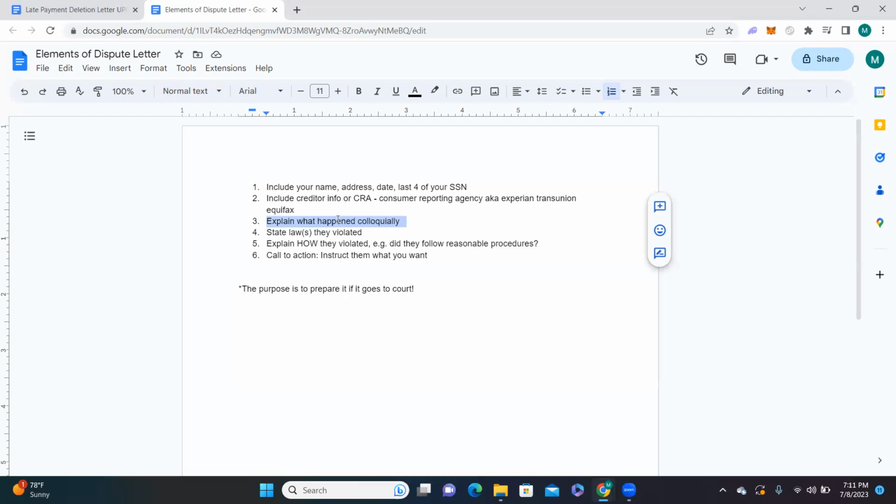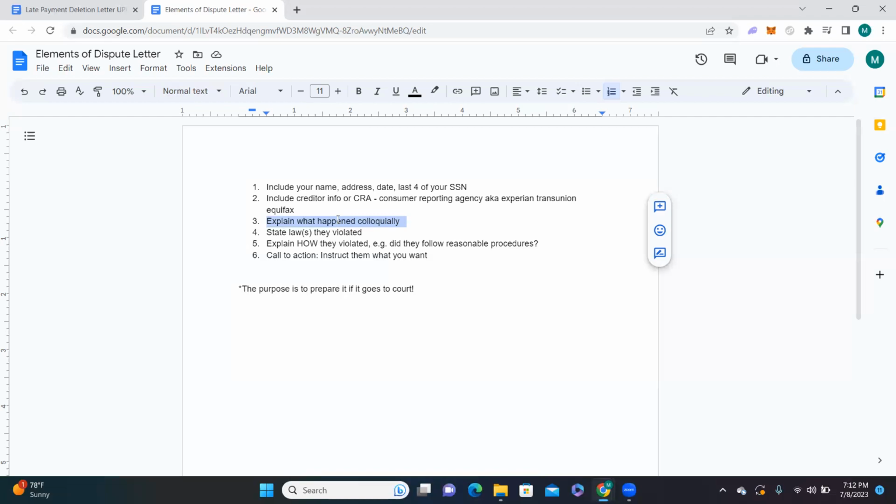So again, if you did not give them written instructions to put the information on your report, which you did not, that's basically a violation of the Fair Credit Reporting Act, the FCRA. So it's a violation of the permissible purpose section, 15 USC 1681. So basically just explain what happened.